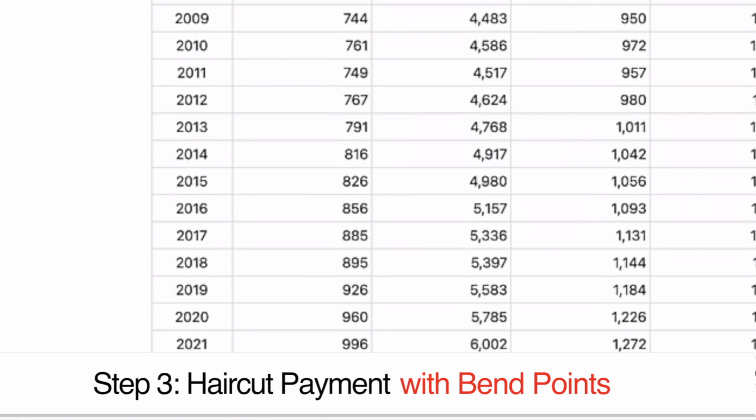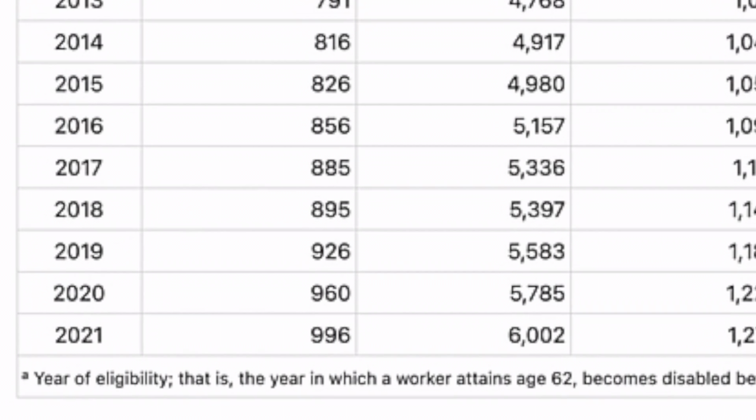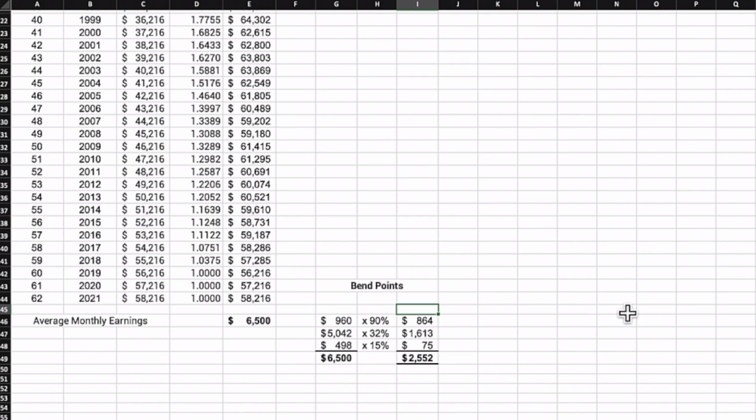Here's how a bend point works. In 2021, the SSA will give you 90% of your first $996 in average earnings. They will give you 32% of the amounts between $997 and $6,002, and they'll give you 15% of anything above that. So if you turned 62 in 2021 and you were fortunate enough to have $6,500 in average monthly wages, you would receive $864 plus $1,613 plus $75 for a total of $2,552 at full retirement age. For most of you, full retirement age is either 66 years and 10 months or 67 years.